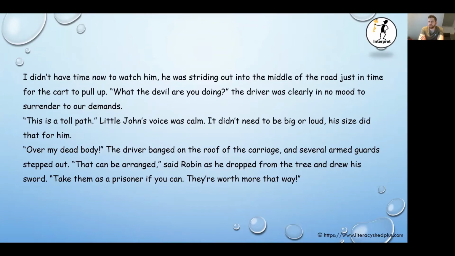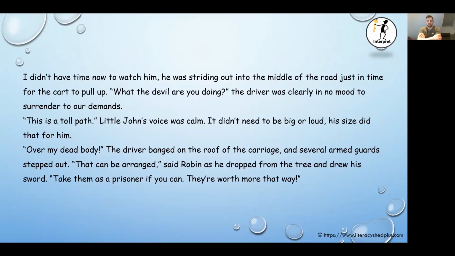What the devil are you doing? The driver was clearly in no mood to surrender to our demands. This is a toll path. Little John's voice was calm. It didn't need to be big or loud. His size did that for him. Over my dead body, the driver banged on the roof of the carriage and several armed guards stepped out. That can be arranged, said Robin, as he dropped from the tree and drew his sword. Take them as a prisoner if you can. They're worth more that way.